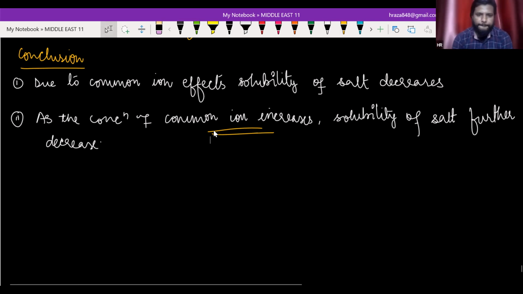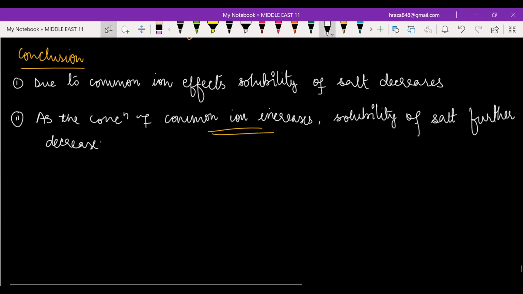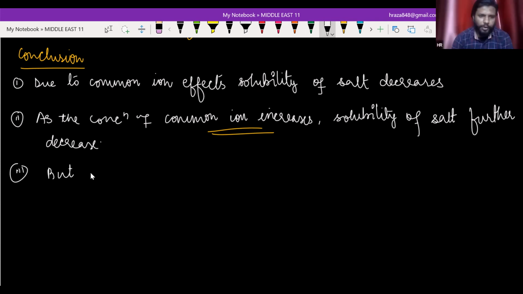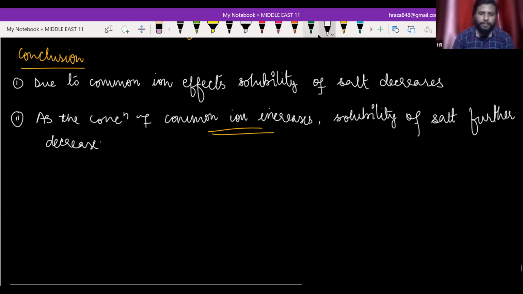Is this clear? Yes, sir, it is clear. Okay, very good. So I'm going to write another important point. You can write another point.